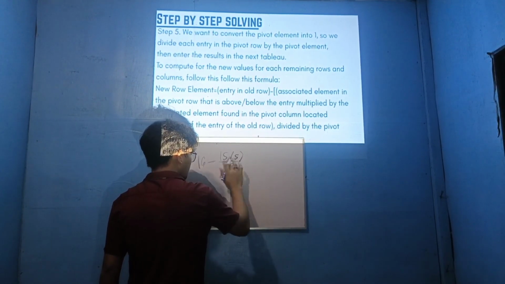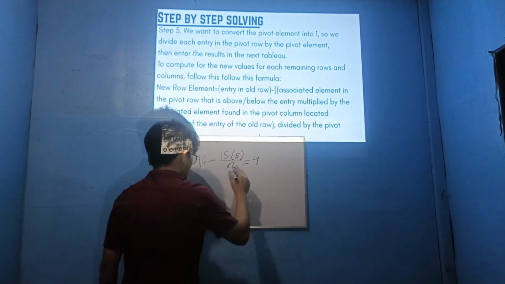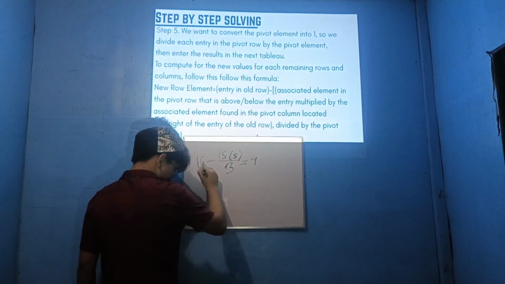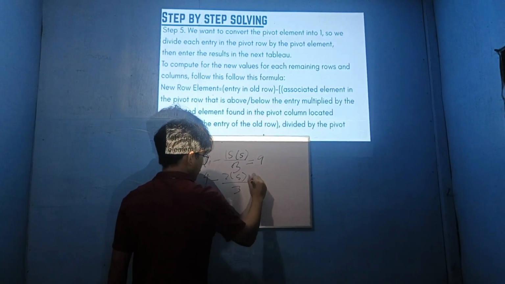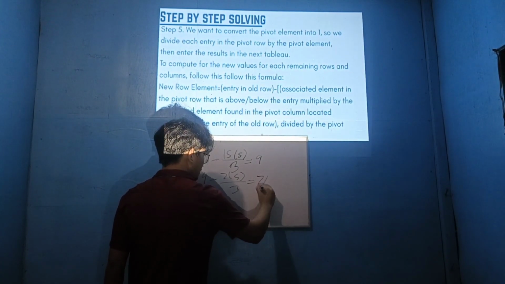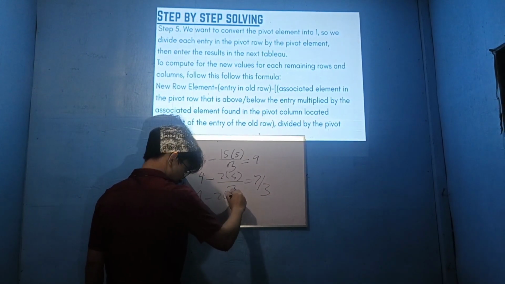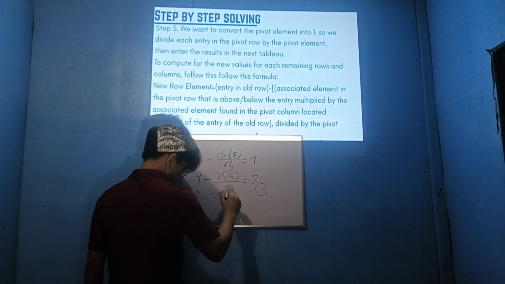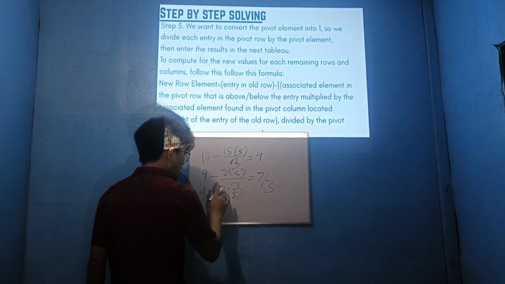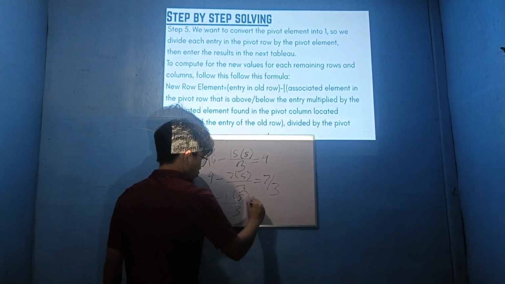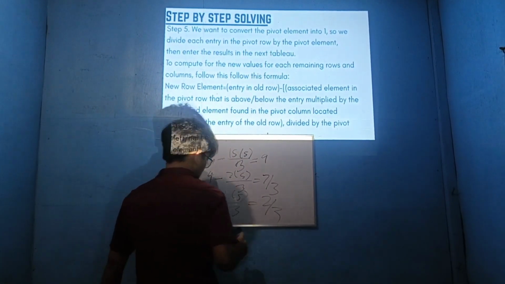15 times 5 divided by 3 is equals to 9. And our 4 minus 2 times 5/3 is equals to 7/3. And our 4 minus 2 times 5 over 3. I mean, 1 times 5 over 3 is equals to 2 over 3.